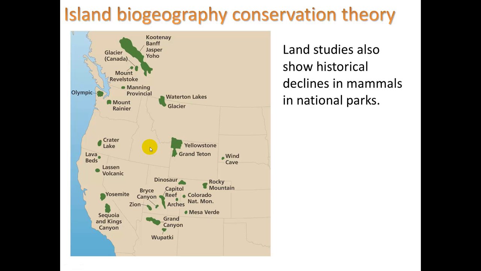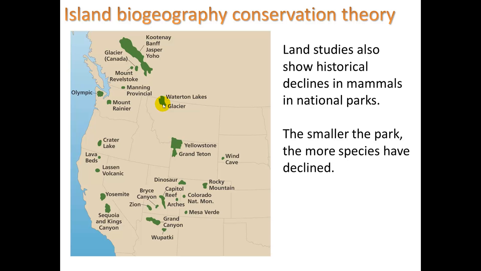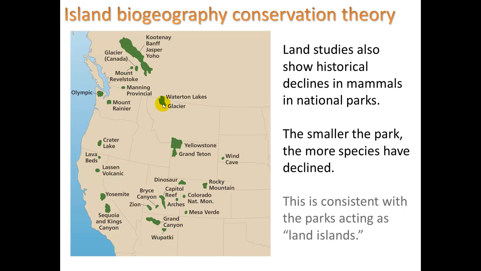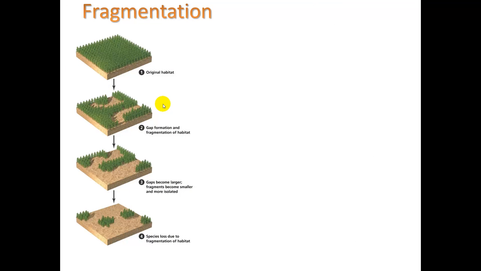Okay, pardon the interruption. Land studies also show historical declines in mammals in national parks. So here we see what may have been formerly a continuous forested area, possibly, is now fragmented areas of national parks. So these are basically land islands, and we get the similar effect. So the smaller the park, the more species have declined. And this is consistent with the parks acting as land islands.